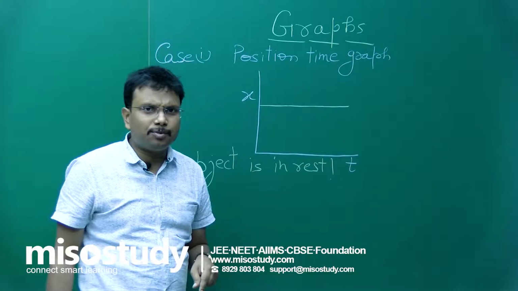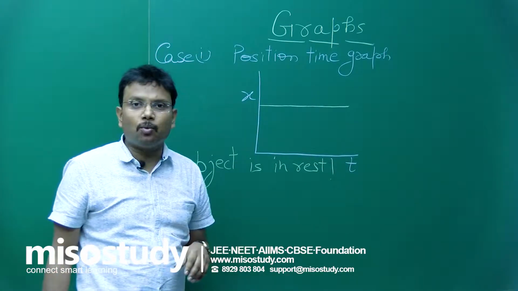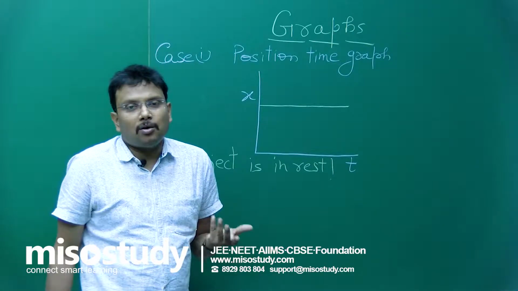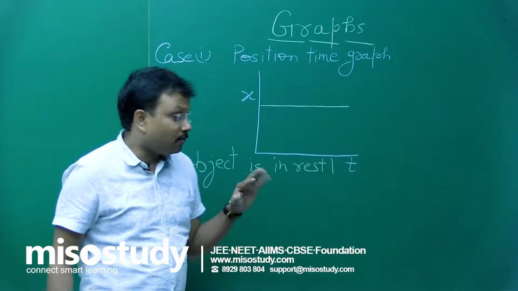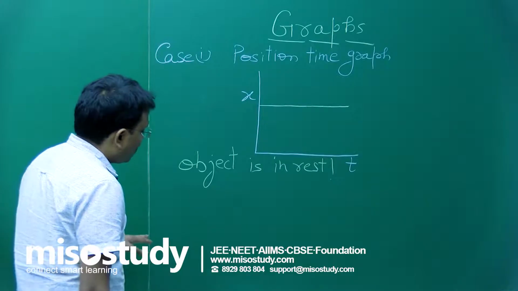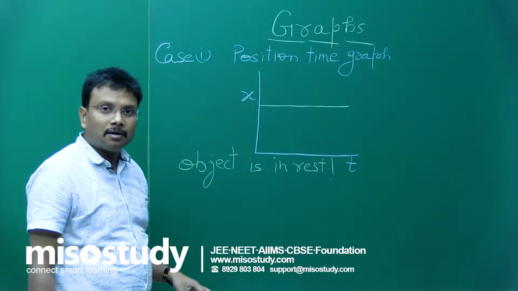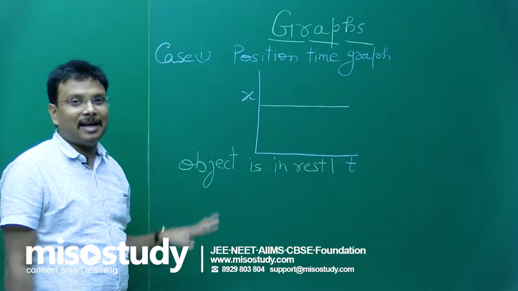Why? Time is changing, increasing, increasing, increasing. Is there any change in position? Let us say position coordinate is 1. So the position coordinate remains 1, 1, 1, like that. Fine. So this is the first case when the object is at rest. You need not write so many lines.